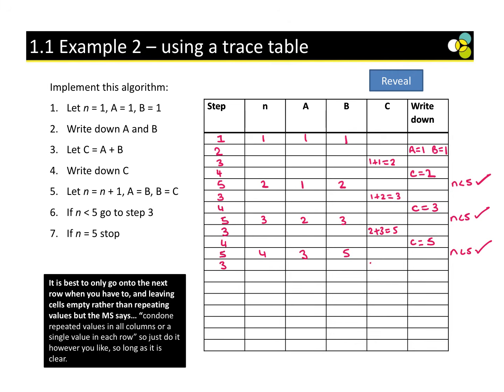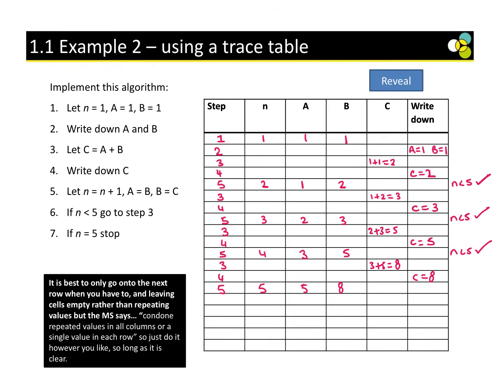Let C equal A plus B. 3 plus 5 is 8. Write down C. C equals 8. Number 5, let n equals n plus 1, 5. A equal B, 5. B equals C, 8.